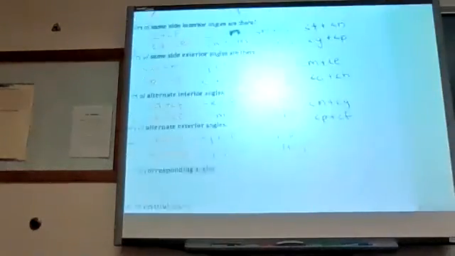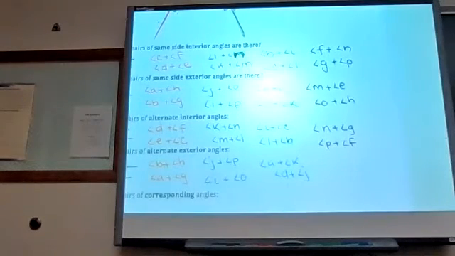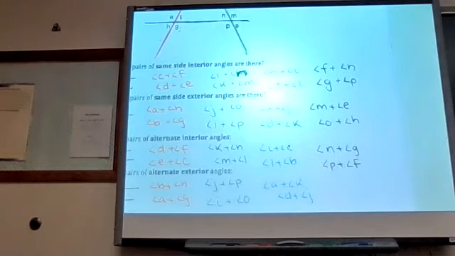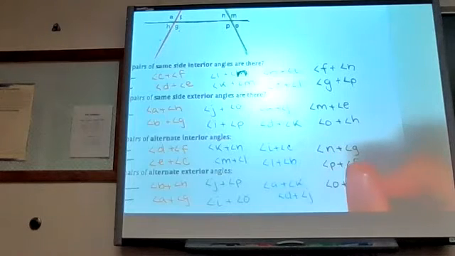Good. And last, black transversal. Angle H and angle M.